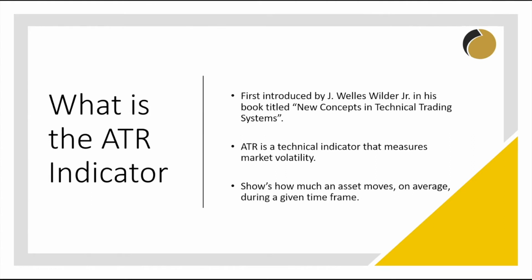Now, the average true range indicator was first introduced by J. Wallace Wilder Jr. in his book titled New Concepts in Technical Trading Systems. You may actually find this name familiar as you've heard it in one of our previous presentations, because J. Wallace Wilder Jr. was the same person who came up with the relative strength index concept. Now, the ATR is a technical indicator that measures market volatility. So, in layman's terms, it shows how much an asset moves on average during a given time frame.